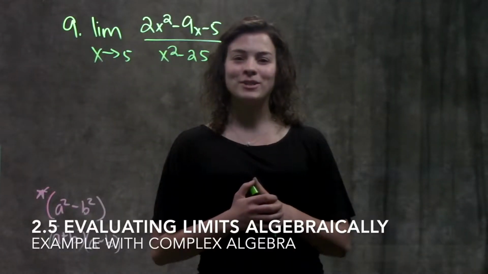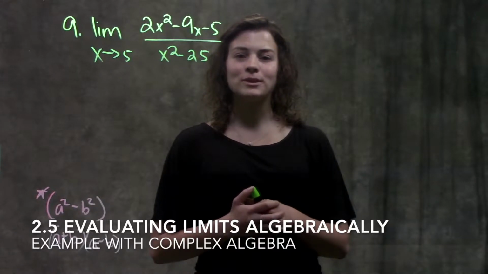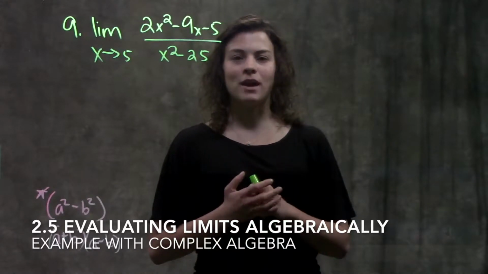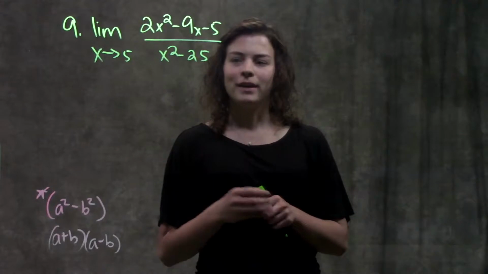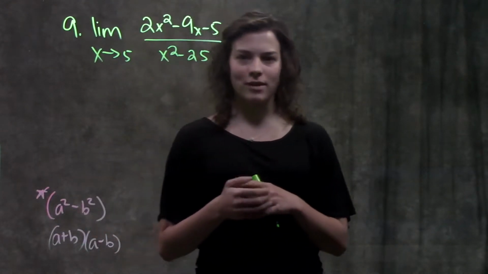This video is over section 2.5, solving limits algebraically. And in this video, we're going to go through an example of a function that has complex algebraic expressions. Okay, so this is number 9 in your book. It gives us a limit as x approaches 5 of that function.